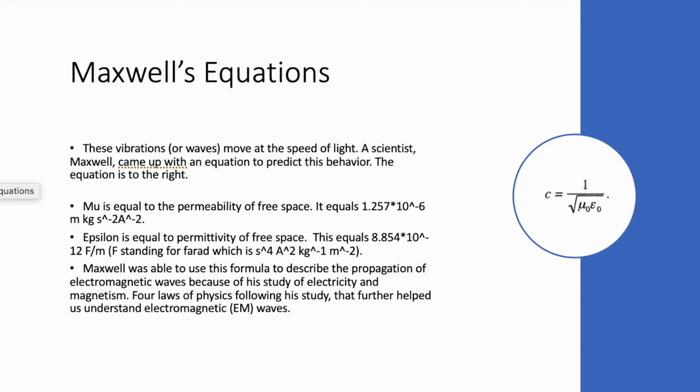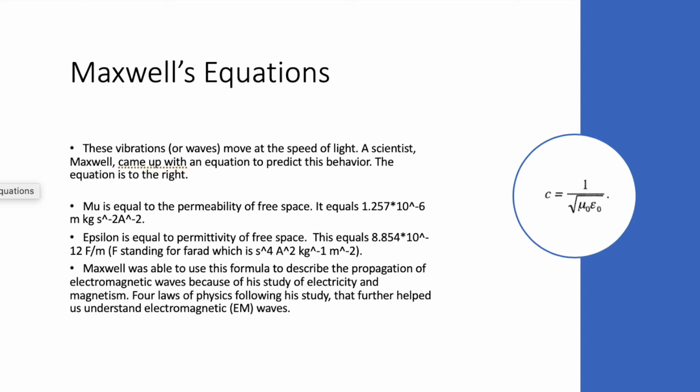So he related these vibrations to the speed of light in an equation: the speed of light equals 1 divided by the square root of mu times epsilon. So mu is equal to the permeability of free space. Now the permeability of free space is a constant that appears between the magnetic flux density and magnetic field strength in a medium.